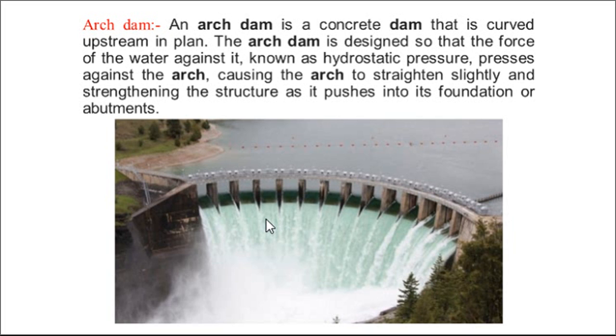Now what do you mean by arch dam? Arch dam is a concrete dam that is curved upstream in plan. Plan is nothing but top view. If you see from top, you can see the curve. The arch dam is designed so that forces of water against it, known as hydrostatic pressure, press against the arch, causing the arch to straighten slightly and strengthening the structure as it pushes into its foundation.